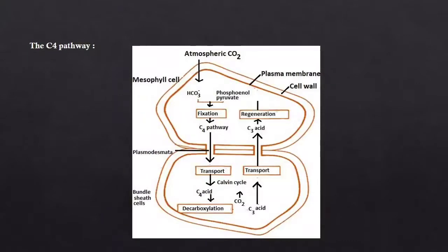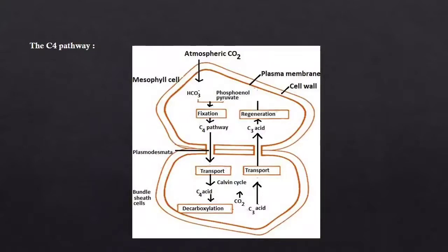Now we move ahead with the next concept, that is the C4 pathway. As you can see, the diagram shown here is the C4 pathway. The C4 pathway is designed to efficiently fix carbon dioxide at low concentration, and plants that use this pathway are known as C4 plants. It initiates with a molecule called phosphoenol pyruvate, in short PEP, which is a 3-carbon molecule.